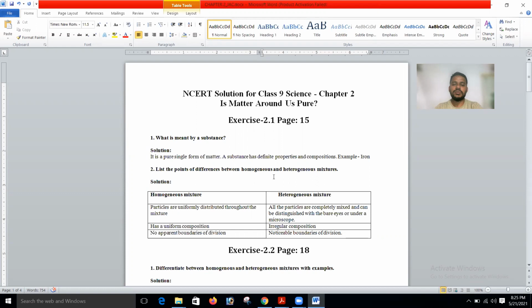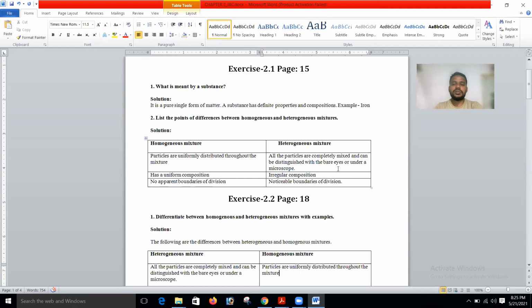So homogeneous means, you understand the word homogeneous. Homogeneous means uniformly distributed. Simple meaning of homogeneous is uniformly distributed. So let's see the basic differences between these types of mixtures. So in a homogeneous mixture, we can say that the particles are uniformly distributed throughout the mixture.